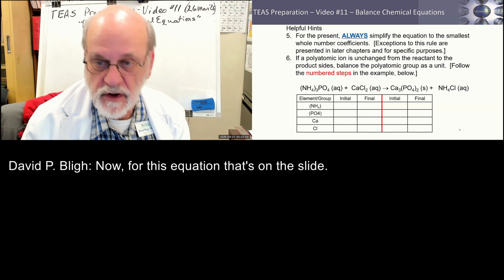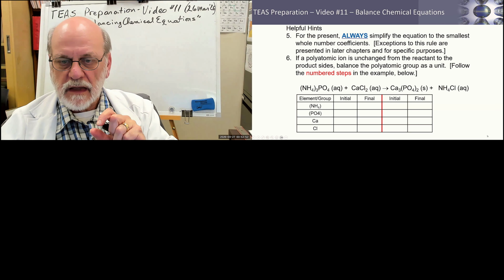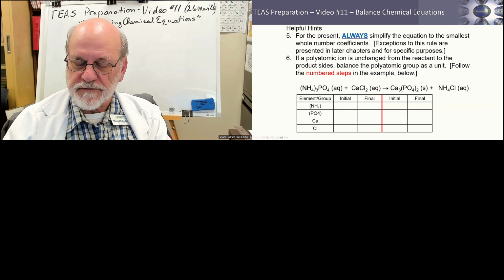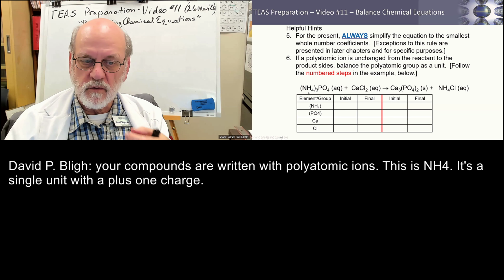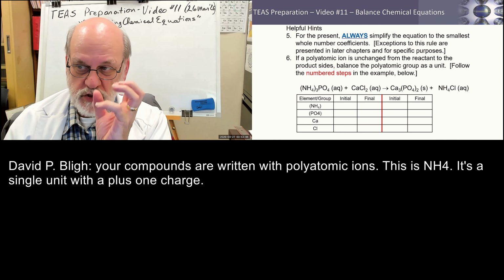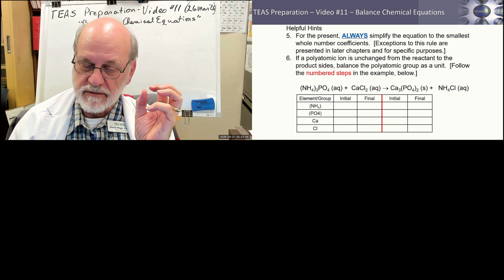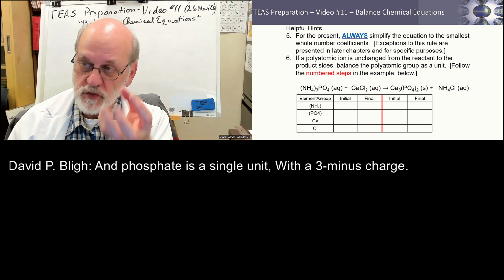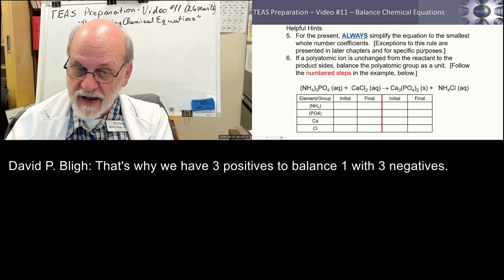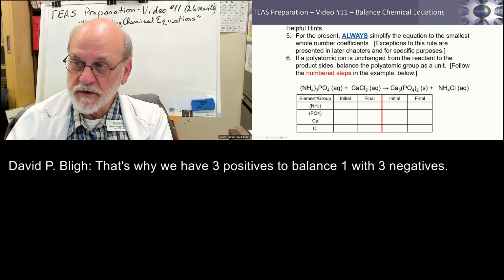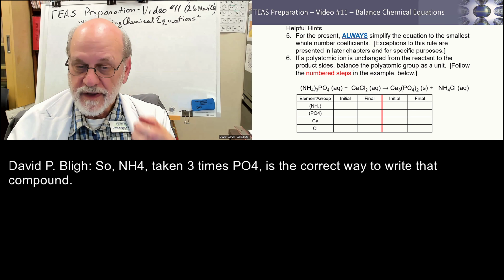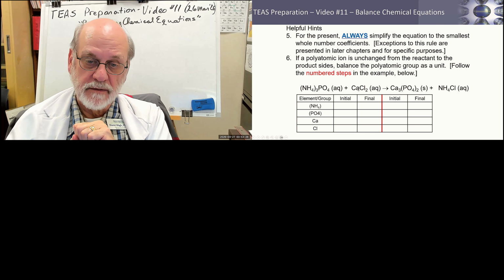Now, for this equation that's on the slide, there's another hint that I find very useful. If your compounds are written with polyatomic ions, this is NH4. It's a single unit with a +1 charge. And phosphate is a single unit with a 3- charge. That's why we have 3 positives to balance 1 with 3 negatives. So NH4 taken 3 times, PO4 is the correct way to write that compound.